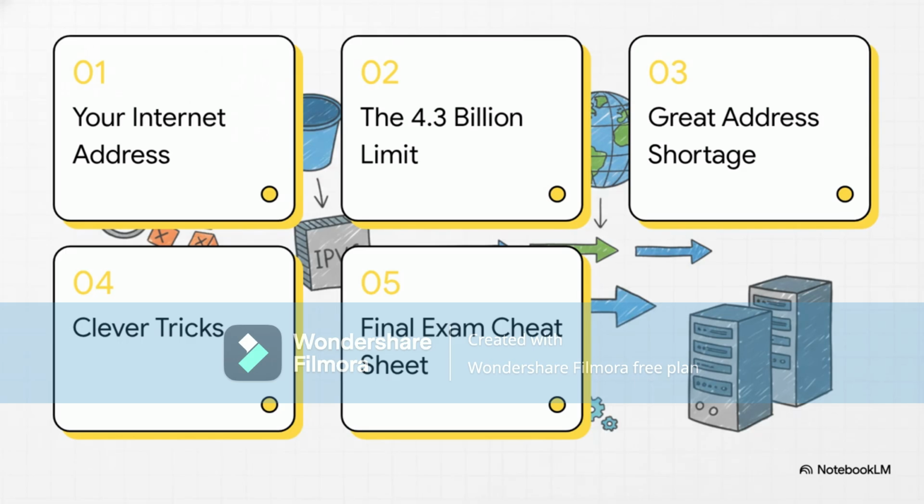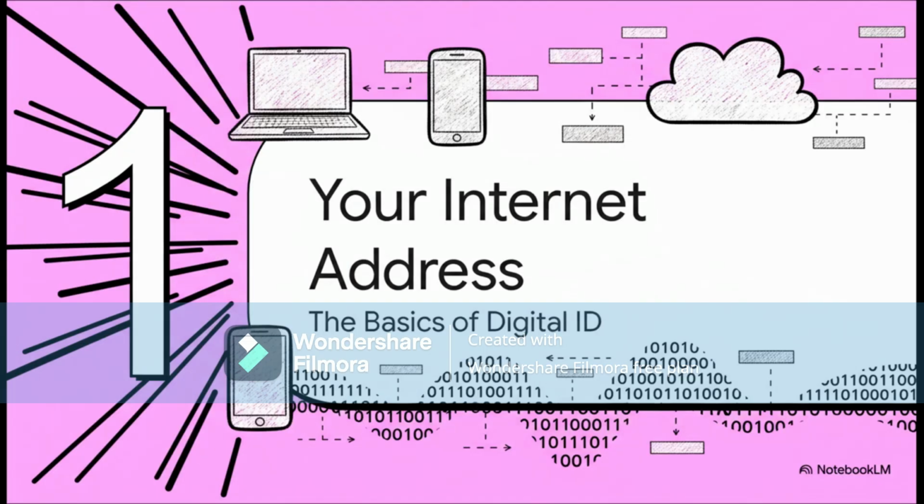So here's our game plan. First, we'll cover what this internet address, or IPv4, even is. Then, we'll look at its huge, but not huge enough, 4.3 billion address limit. That leads us to the great address shortage. After that, we'll check out the clever tricks keeping the internet alive. And we'll finish up with a cheat sheet for your exam. Let's do it. All right, first up, let's talk about your internet address.